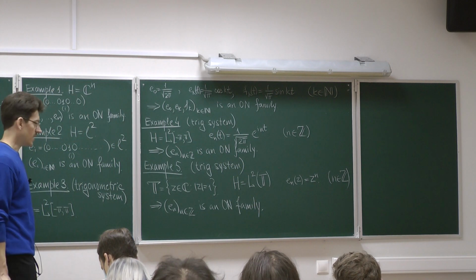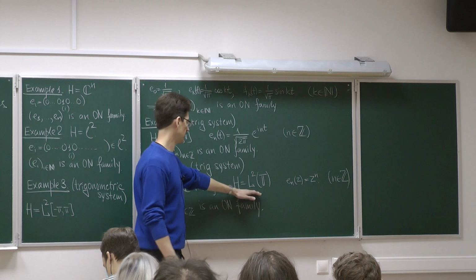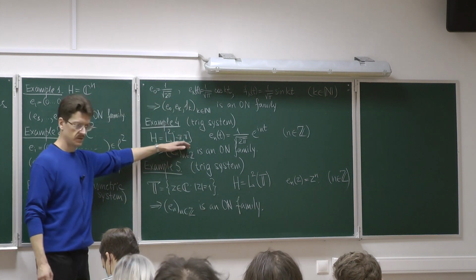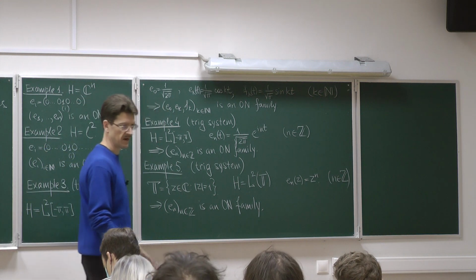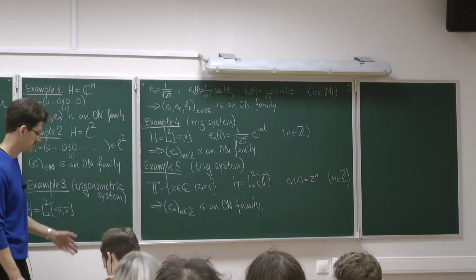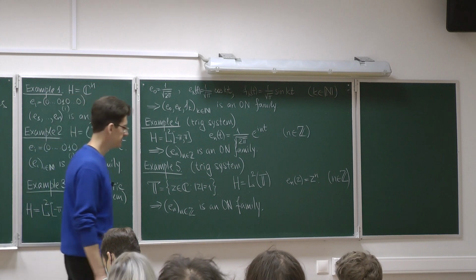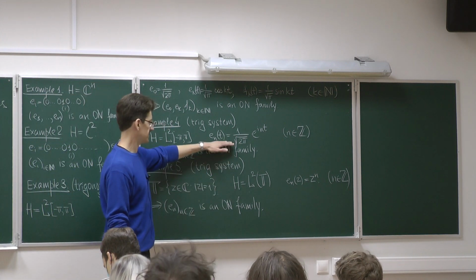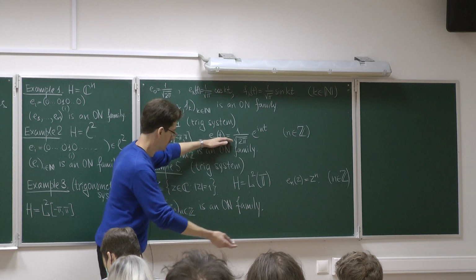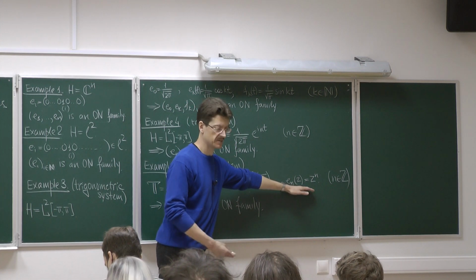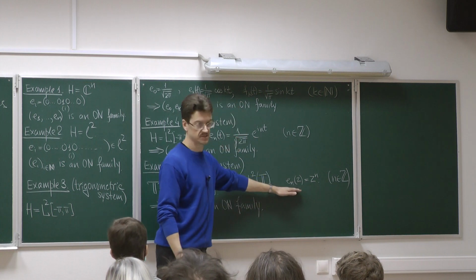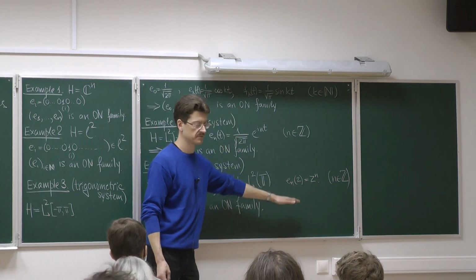If we identify L2 on the circle with L2 on the interval, so we fix the standard unitary isomorphism between them, which was briefly discussed at the previous lecture, then the functions En from example 4 will correspond precisely to the functions En from example 5. And this is the reason why this family is also called the trigonometric system.